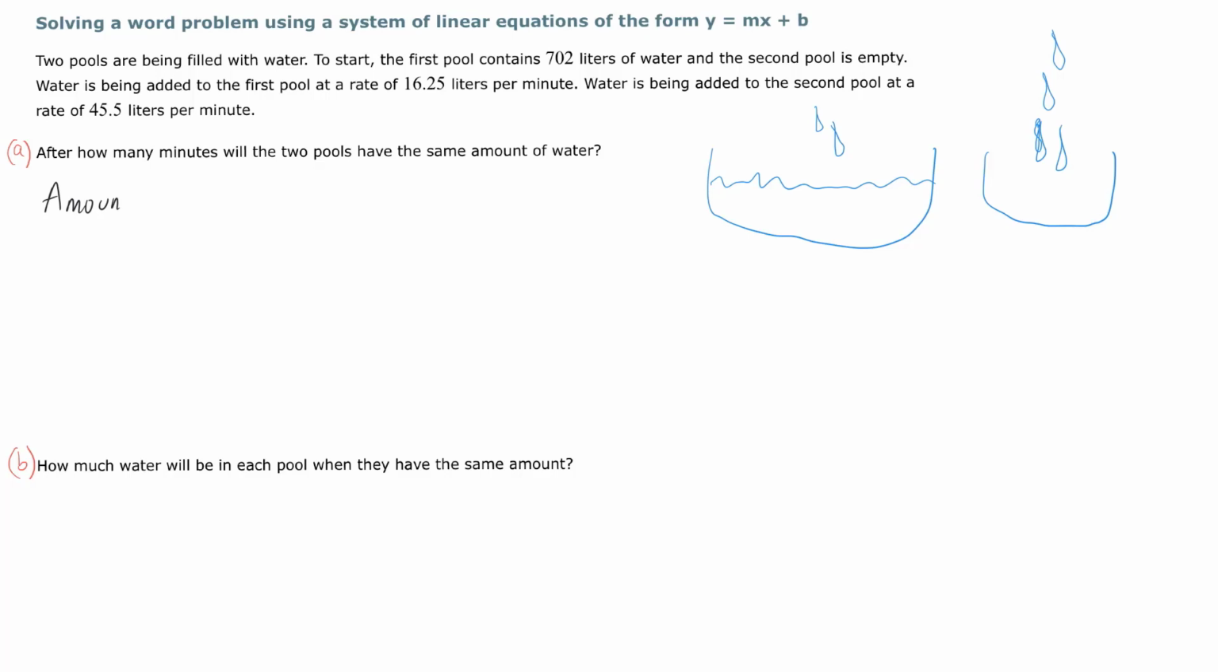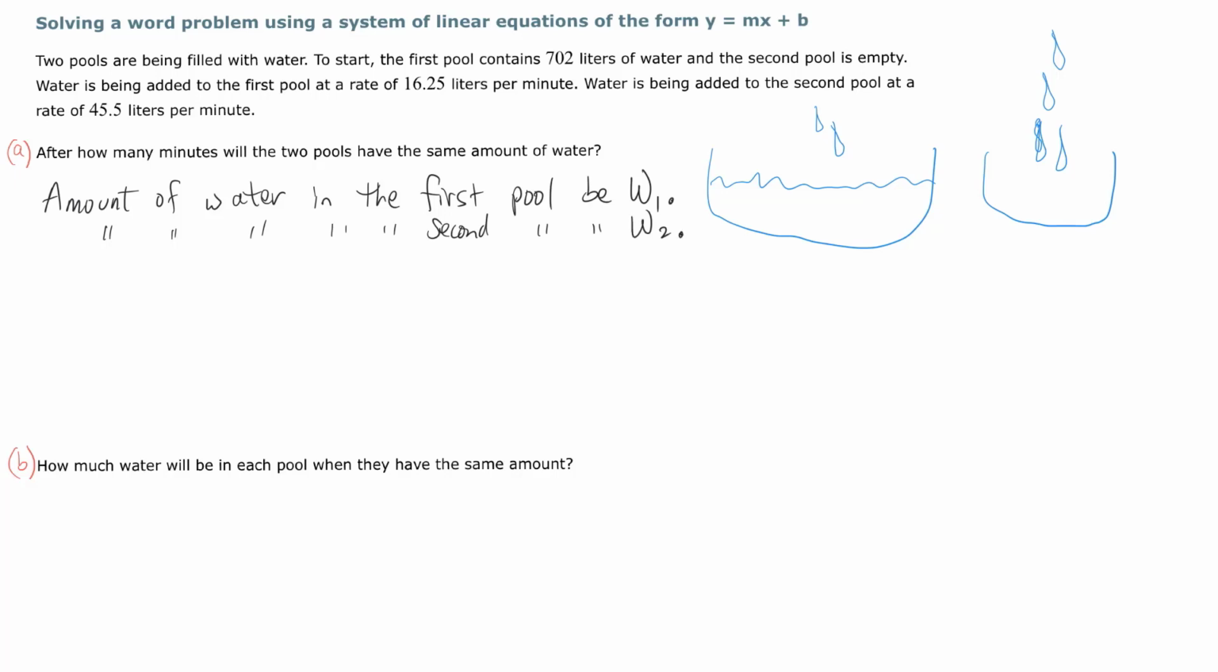The amount of water in the first pool will be W sub 1. Once you get that, we could easily figure out what another translation is going to be. Why don't we say the amount of water in the second pool will be W sub 2.